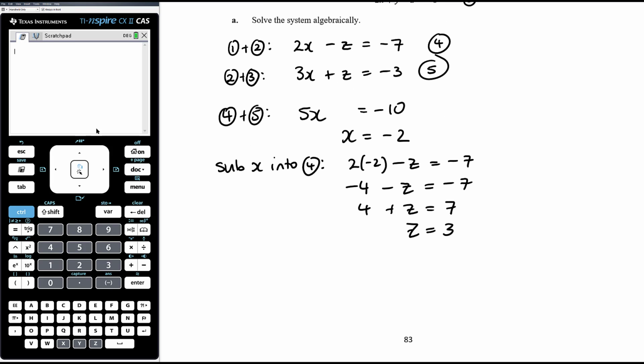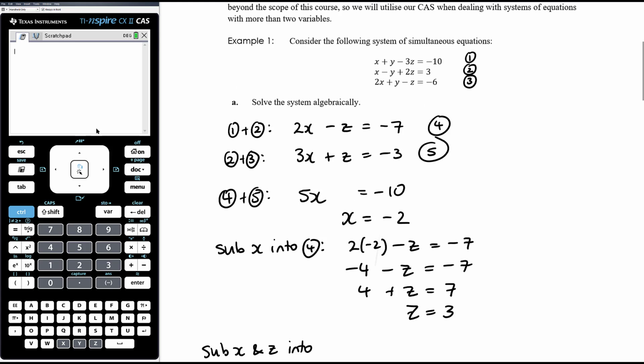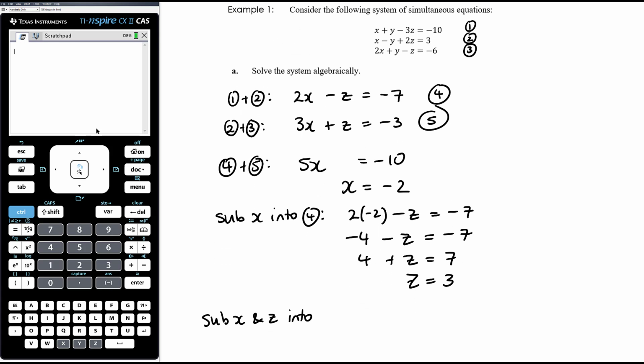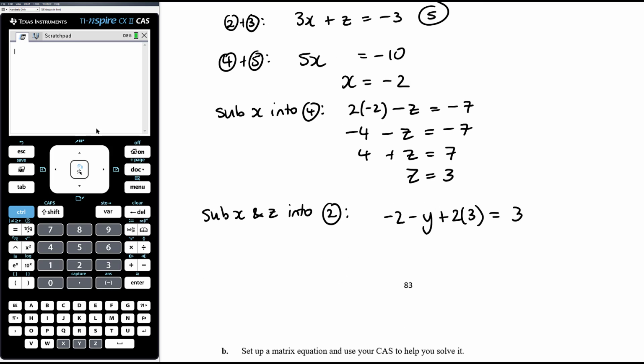Okay, so we've got x and we've got z. And now that we've got x and z, we're going to sub x and z into any one of the first three equations. Let's just go back to equation 2, the numbers there are a bit smaller. So x is negative 2 minus y plus 2 lots of z, so 2 lots of 3 equals 3, and we can solve this for y. So that's negative 2 minus y plus 6 equals 3. So that is negative y plus 4 equals 3. And so y is minus 1, or sorry, y equals 1.